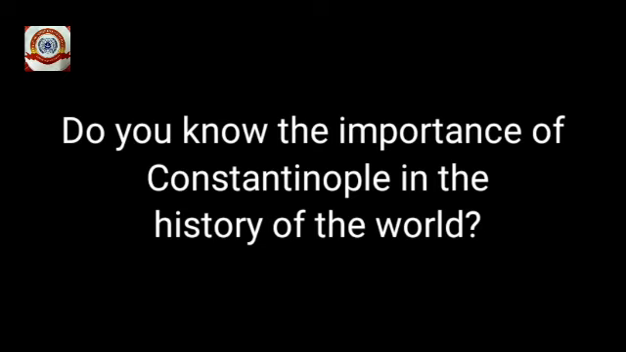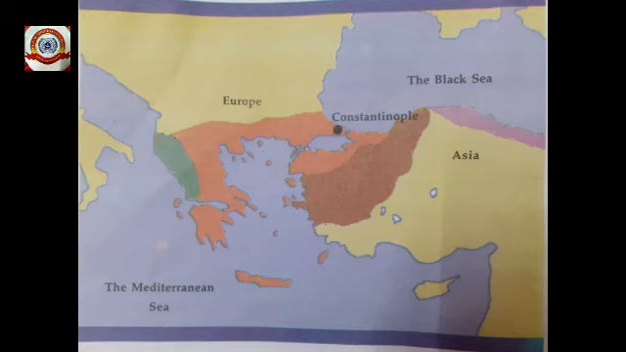Yes. Do you know the importance of Constantinople in the history of the world? Constantinople is a city rich in historical monuments. Now, in the given map, let's find out where Constantinople is. Constantinople was the capital of Eastern Roman Empire and it has a unique place in the history of the world.